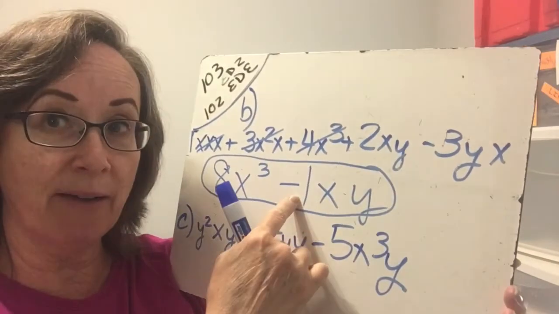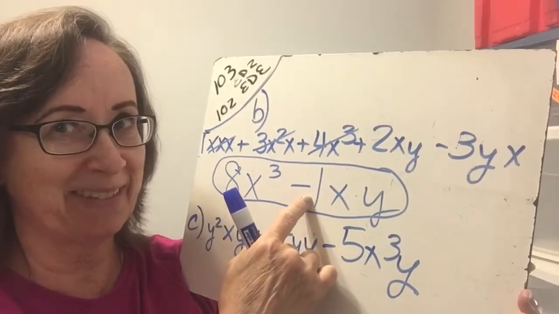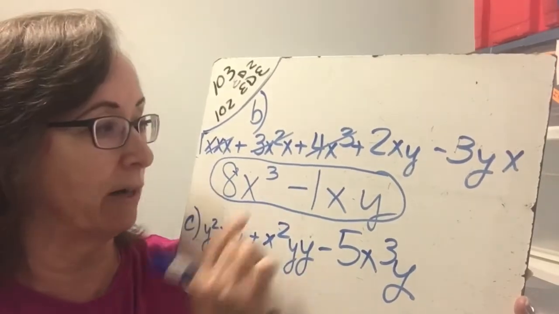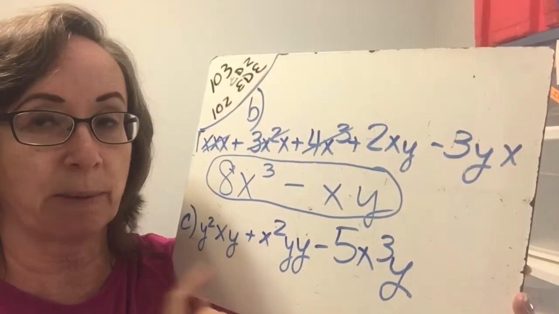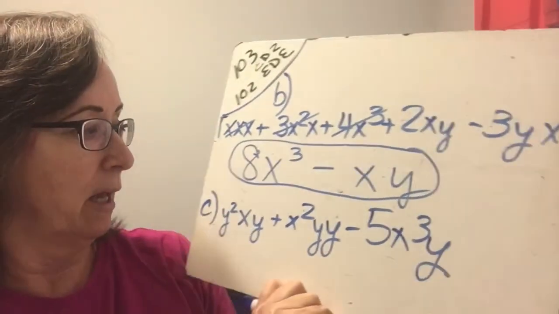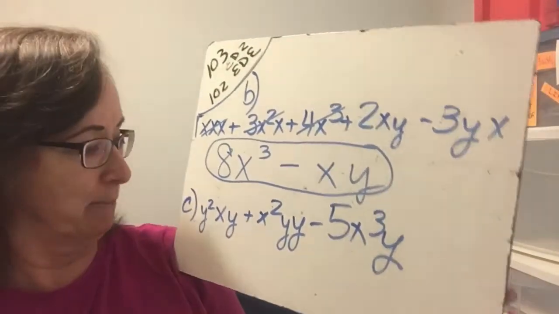Now, do you have to have the 1 there? You have to have a negative there, but you don't have to have the 1 there. You could just leave it like that, and it would be just as correct because the 1 is understood. But the sign is very important, isn't it?